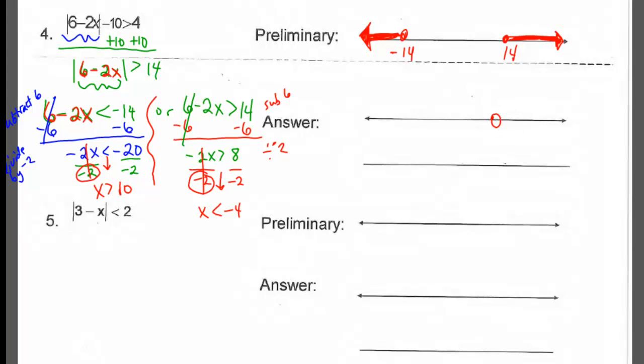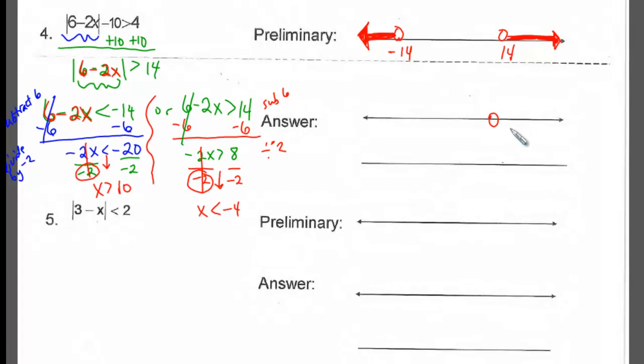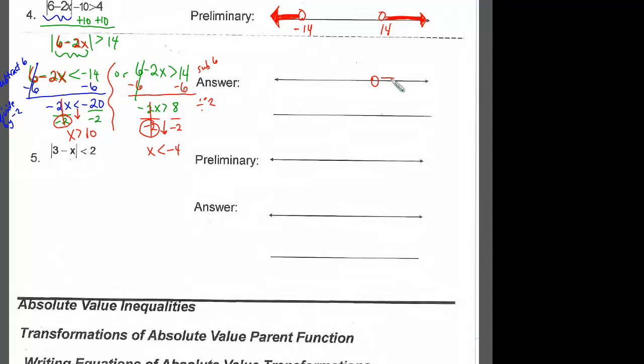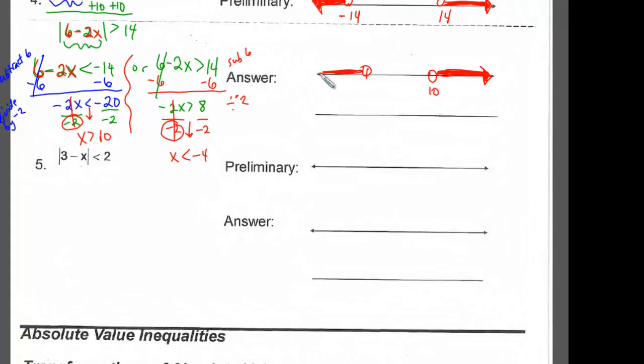I did make one error. This is an open dot because these are less than or greater than symbols, not equal to. So therefore, x is greater than 10. This side is greater than 10. These numbers are greater than 10. And this side is less than negative 4.